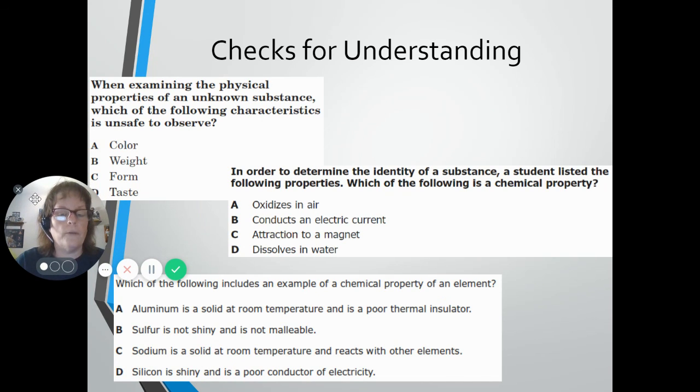All right, so really one screams out at you with the word, hopefully you saw this, reacts. Letter C. Sodium is a solid at room temperature, and the part where it says it reacts with other elements, that whole reacting thing is a chemical property.